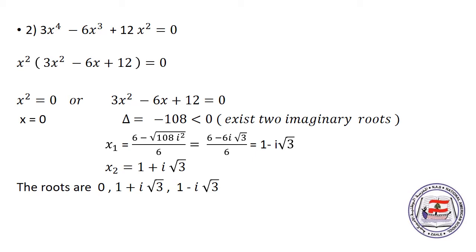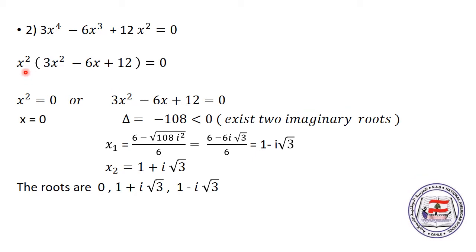The second polynomial equation is of degree 4. It's 3x to the fourth minus 6x cubed plus 12x squared equal to 0. So we can take the variable with the least power, which is of degree 2. So we take x squared in common. We get x squared times (3x squared minus 6x plus 12) equal to 0.